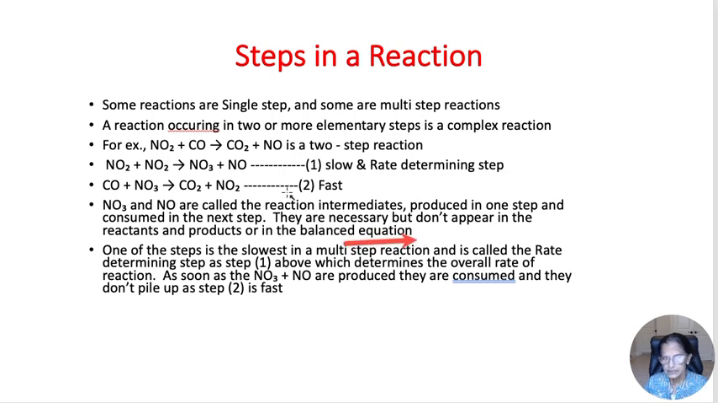One of the steps is called the slowest step and that is also called the rate determining step. As in the case of the above reaction, it is step 1, which determines the overall rate of the reaction. As soon as NO3 and NO are produced, they are consumed and they don't pile up, and they are consumed in step 2, which is a fast step.